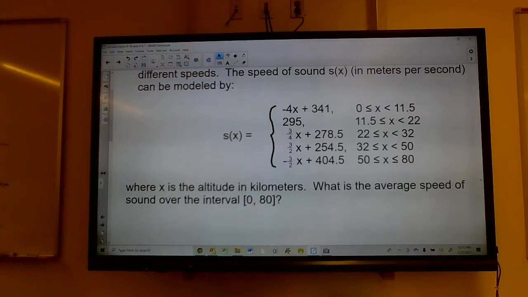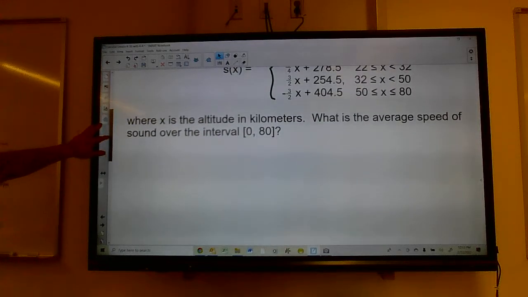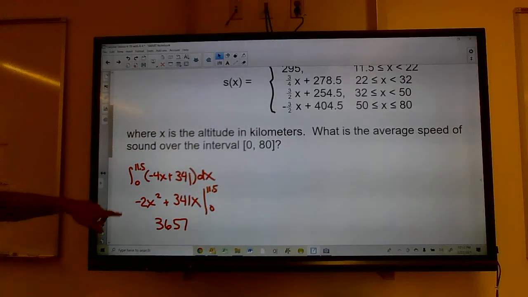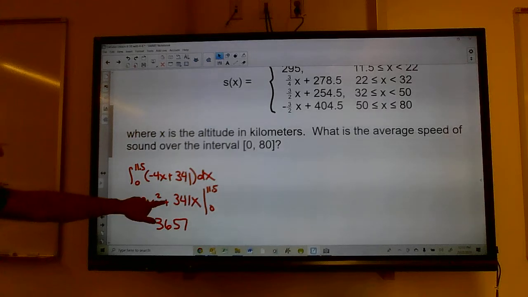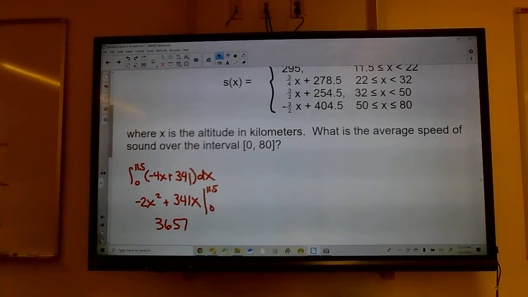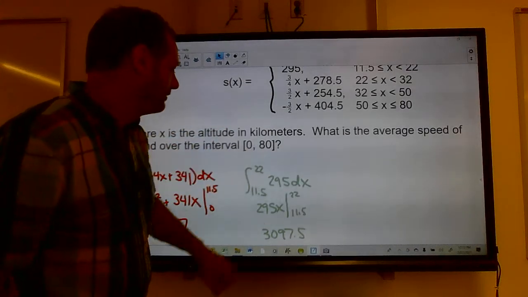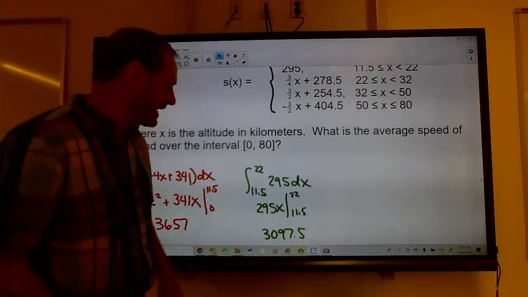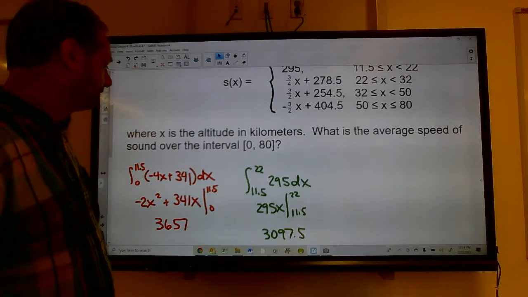Here's the unfortunate part. I have to integrate all 5 of these and find their values. We take the first one, negative 4x plus 341, and we integrate that from 0 to 11.5. This becomes negative 2x squared plus 341x, evaluated from 0 to 11.5. You're going to take my word for it, that's 3,657. Next, we integrate 295. That's 295x, evaluated from 11.5 to 22. That comes out to be 3,097.5.